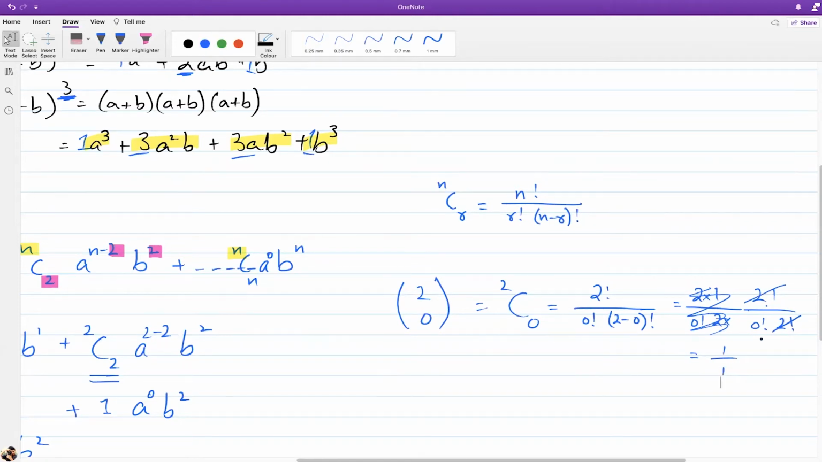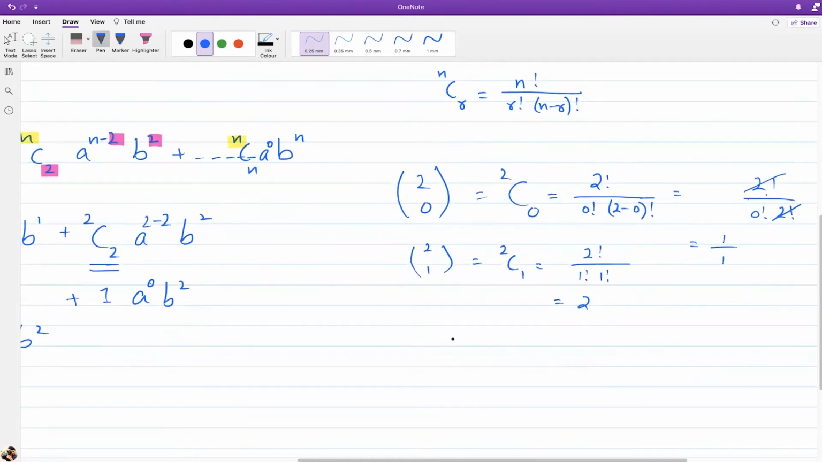Why exactly is 0 factorial 1? That's also a very simple question that we can answer after the class. It's not really relevant to us as of now. Okay, so that's how you get it. So when I say 2c1, I can expand it as 2 factorial over 1 factorial times (2 minus 1) factorial, which is again 1 factorial. So that gives me 2.